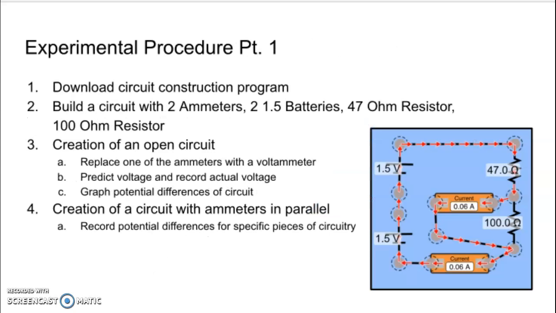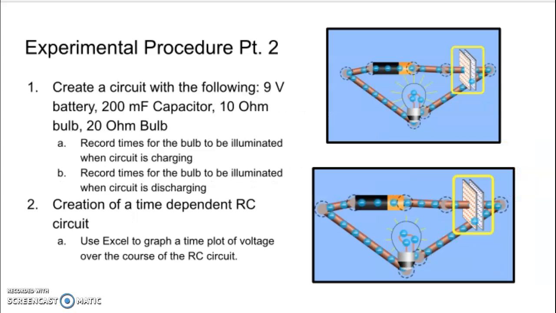The first part of the experimental procedure is creating different types of circuits using batteries and resistors. The first one we created is an open circuit, and the second was a circuit with ammeters in parallel. The second part of the procedure is charging and discharging a circuit using capacitors, and then we created a time-dependent RC circuit.